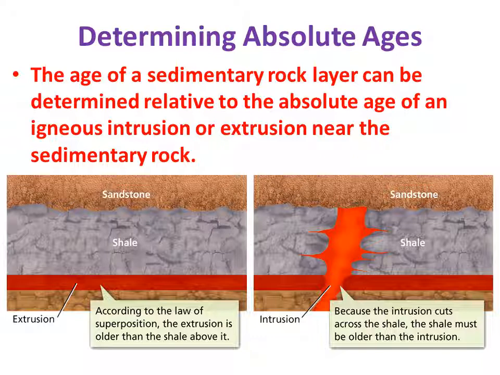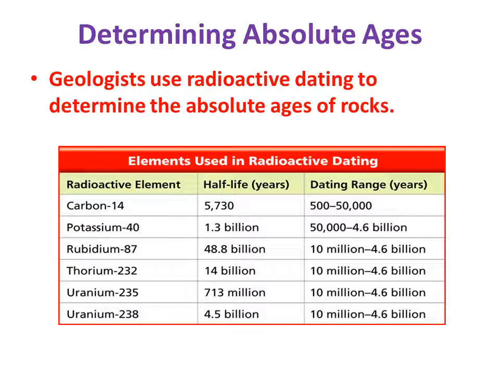Determining absolute ages. The age of a sedimentary rock layer can be determined relative to the absolute age of an igneous intrusion or extrusion near the sedimentary rock. Geologists use radioactive dating to determine the absolute ages of rocks.